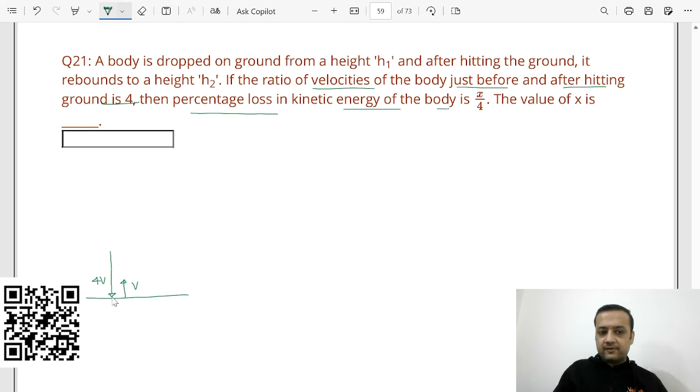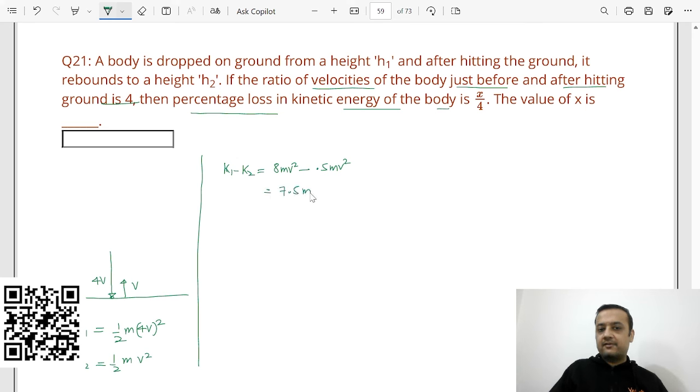Now see, when the body hits the ground, what was the kinetic energy? Let me call that k1. That will be half into m into 4v square. This is the kinetic energy with which the ball hits. And what is the kinetic energy with which the ball rebounds? That will be half into m into v square. So this will be the loss in the kinetic energy when the ball hits the ground. So what is the loss? That will be k1 minus k2. That means 4 4 is 16 by 2, 8 mv square minus 0.5 mv square. That means the loss is 7.5 mv square.